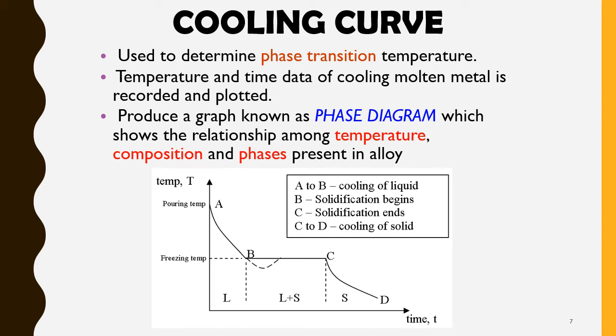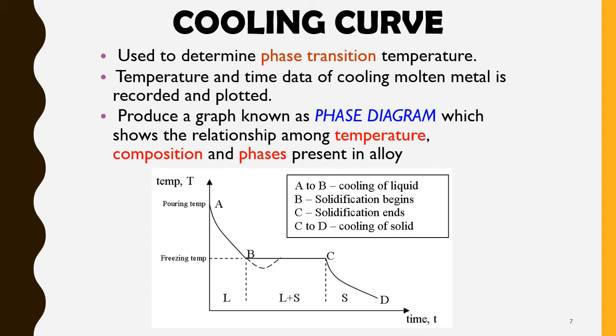The first one is the pouring temperature. It is the highest temperature that the material or the liquid can attain. For example, the pouring temperature for aluminium is 660 degrees C. So when it reaches that temperature, it becomes liquid and it can be poured into the mold. So that one is A.